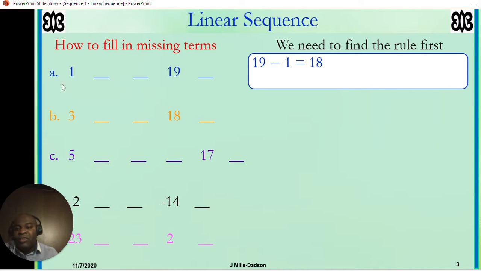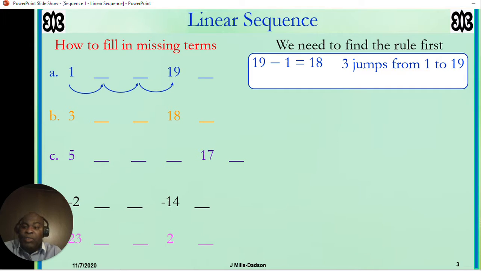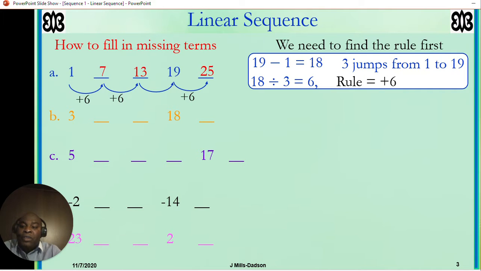Second, we try to see the number of jumps we need to make from the first known term to the next known term. And we can see we have to make 3 jumps from 1 to 19. And the 3 jumps represent the 18. So to find out what one jump represents, we need to divide 18 by 3. And that gives us 6. And the 6 represents the rule of the sequence. So we fill it in by adding 6 each time. So for A, the missing numbers are 7, 13, and 25.